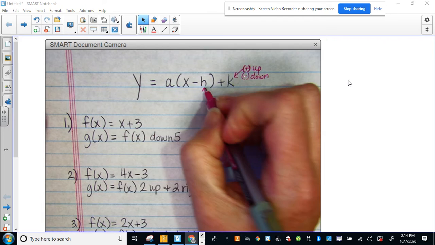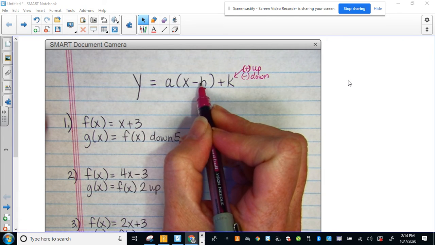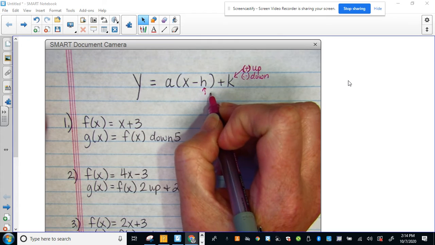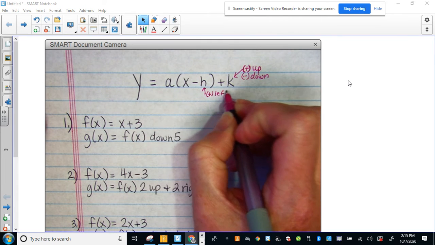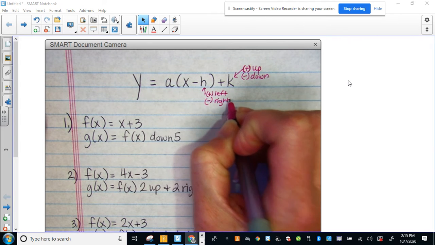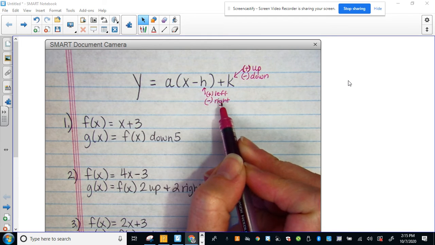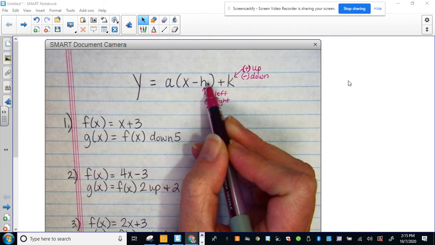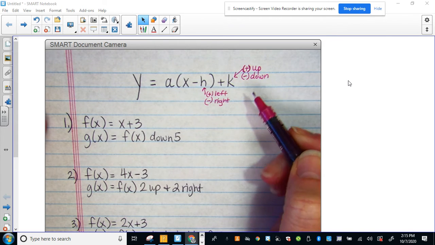The H, this is always a minus H, and so whatever is in here, it's the opposite of what you would think. So if it's a plus, you're going to move left, and if it's a minus, you're going to move right. Due to that negative or minus here, it's opposite of what you would think. This is your horizontal movement. This is your vertical movement, up and down.